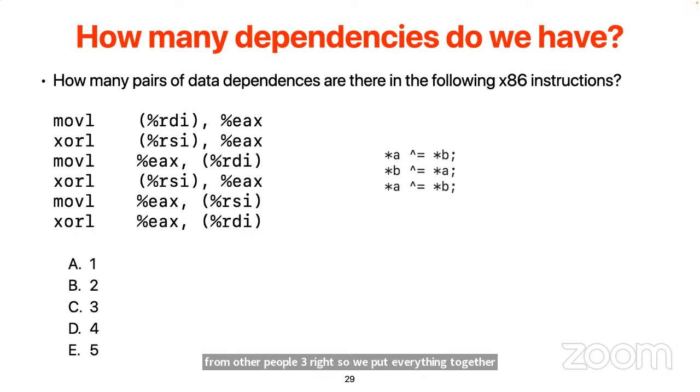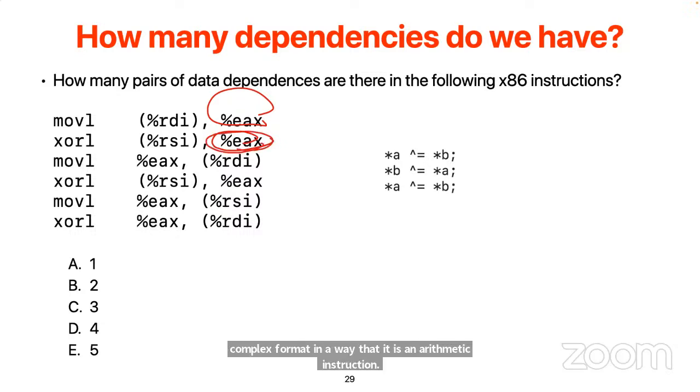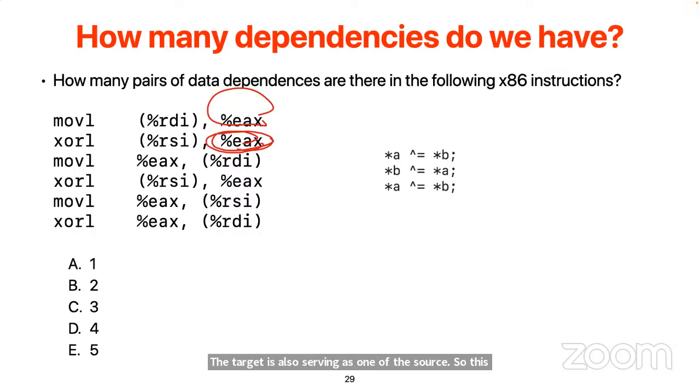Okay, so what do you guys have? Which one and which? Any idea? First EAX to the second EAX, right? In the move instruction, the output is EAX. But for exclusive or L, x86 has a really complex format in that if it's an arithmetic instruction, the target is also serving as one of the sources. So this is also a source. That's really annoying. But because of that, there is a data dependency here, because the output of the first instruction is indeed the input of the second instruction.